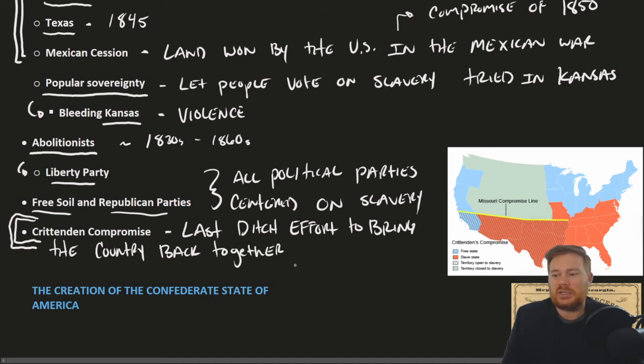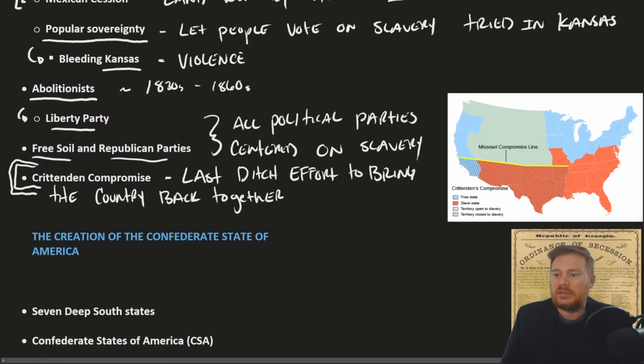And essentially what he proposed was a re-employing of the Missouri Compromise line. So you can actually see it on this map. He suggested making this the line for which slavery would be legal and illegal. That would overturn the Compromise of 1850.